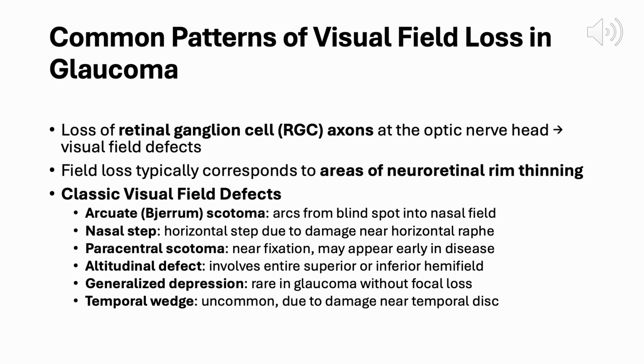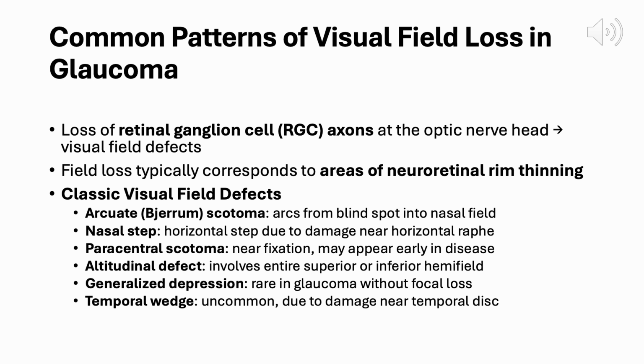These field defects often correspond directly to areas of neuroretinal rim thinning observed on exam or imaging. There are several classic patterns we look for. Arcuate or Bjerrum scotomas. These arc from the blind spot into the nasal field and follow the RNFL pathway. Nasal step. A sharp horizontal step in the nasal field due to damage near the horizontal raphe.